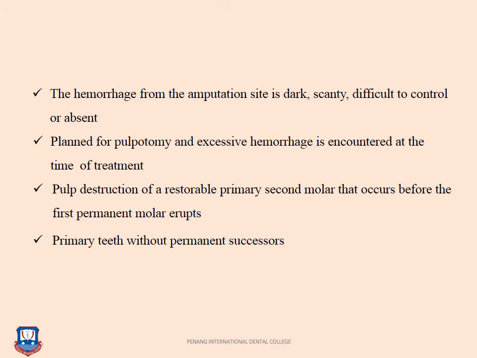If the hemorrhage from the amputated site is dark, scanty and difficult to control, or absent. So, depending on the hemorrhage, we can plan on doing pulpectomy or pulpotomy. If the hemorrhage from the amputation site is dark, then it indicates that the radicular pulp tissue is inflamed. If hemorrhage is scanty, or difficult to control or absent, all these indicate that the radicular pulp tissue has become necrotic.